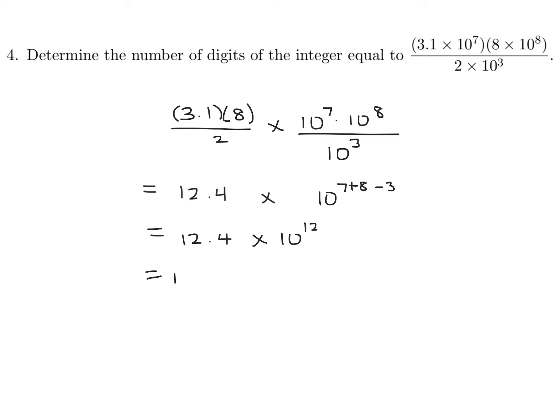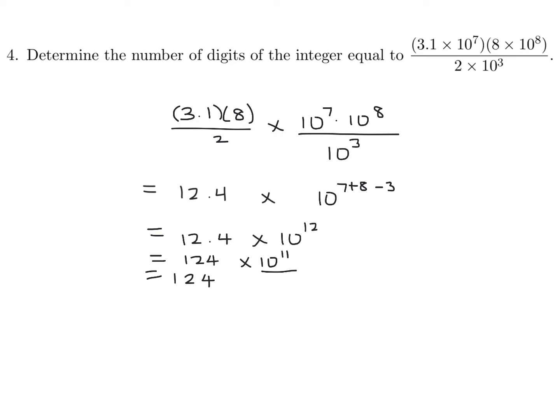1, 2, 4. Actually, let me make this a little bit different. Let me make it into a full number, 124. And because I multiplied that by 10, I got rid of a 10 from here, so it becomes 10 to the power 11. And now I can make it into one big long number.